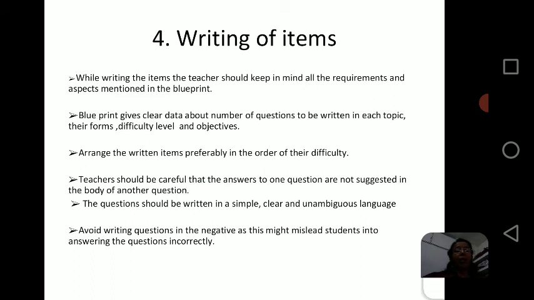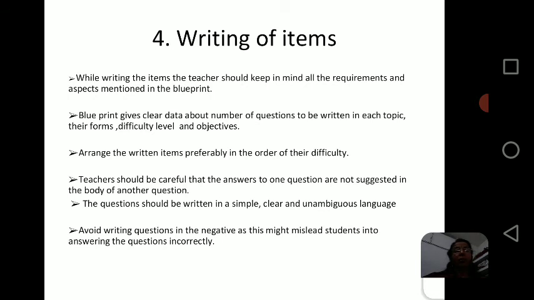While writing the items, the teacher should keep in mind all the requirements and aspects mentioned in the blueprint. All the aspects have to be considered while preparing the item. The blueprint gives a clear idea about the number of questions to be written in each topic, their forms, difficulty level, and the objectives. Arrange the written items preferably in the order of difficulty.